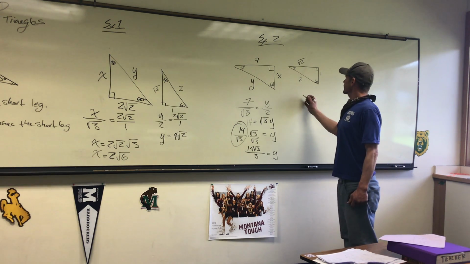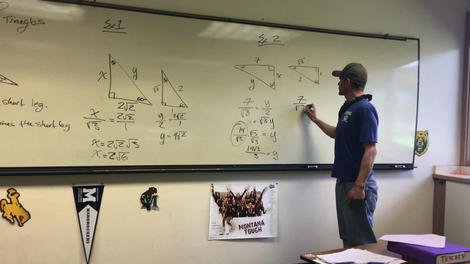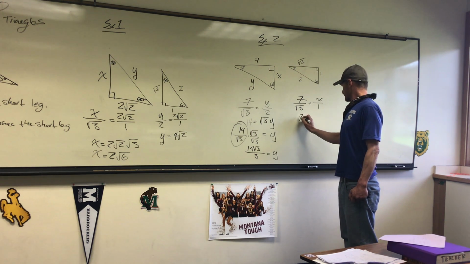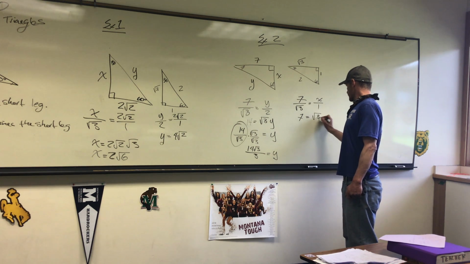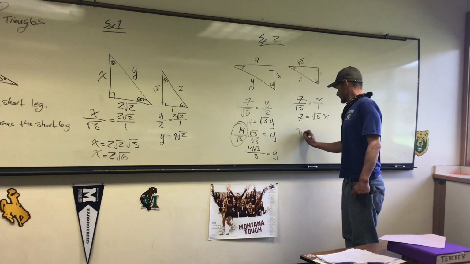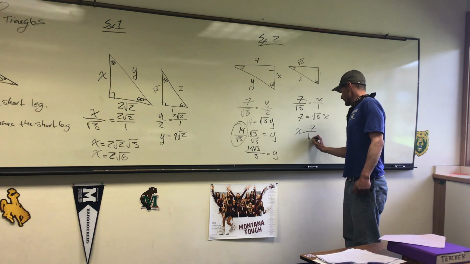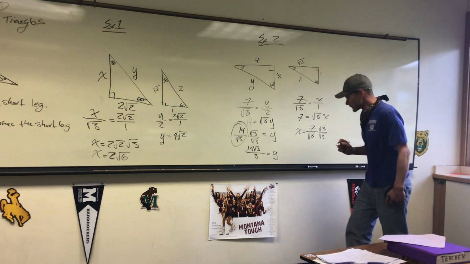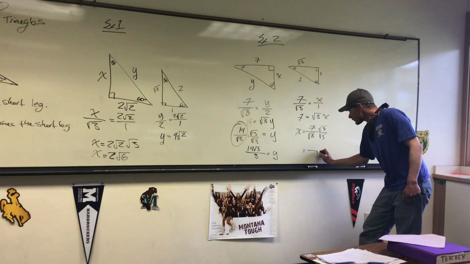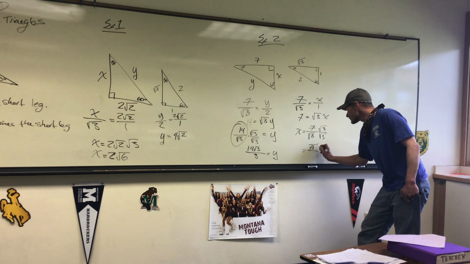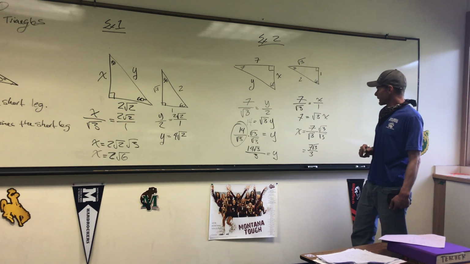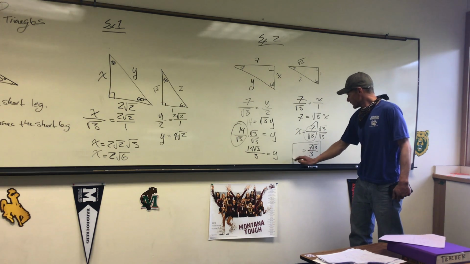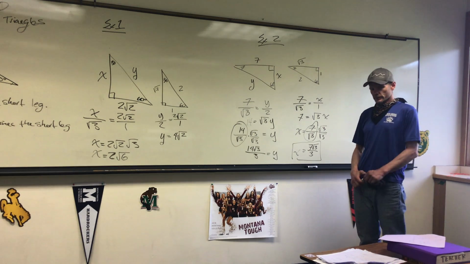We need to find x still. So 7 is to the square root of 3 as x is to 1. 7 is equal to the square root of 3 times x, which makes x equal to 7 divided by the square root of 3. And once again, I'm going to multiply by a smart 1 in the form of the denominator so that I have no radicals in the denominator, and then I have 7 square roots of 3 over 3. And there's your answer. This would be acceptable, but this answer is better. Okay, simplifying of square roots.